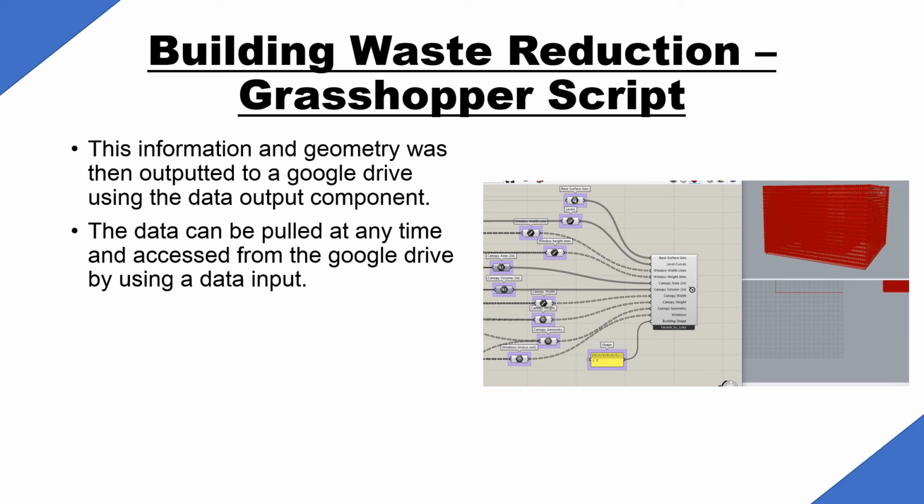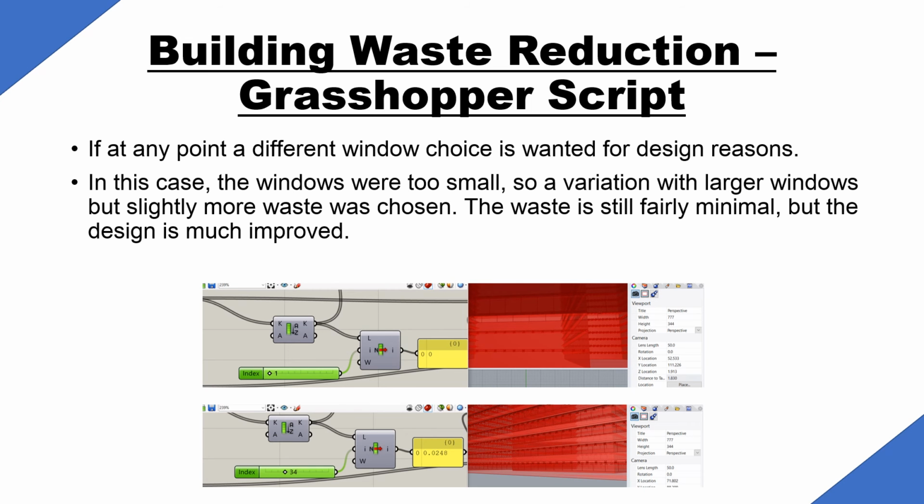The required information was then pushed to the Google Drive and is able to be taken into any script by using the data input component. If at any other point a different window wants to be chosen for design reasons, such as the window being too small, in this case another window can be chosen through the list item component after the sort list, which is sorted between least waste to most waste.